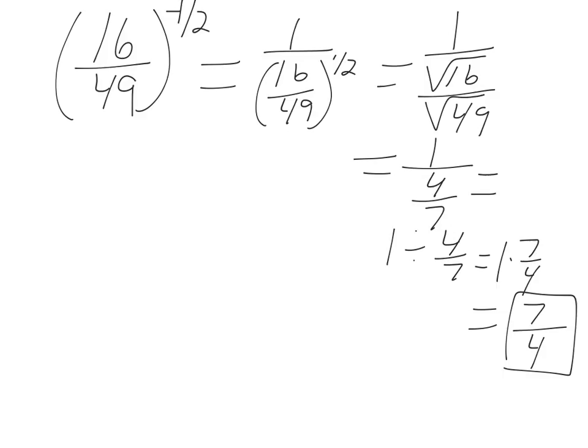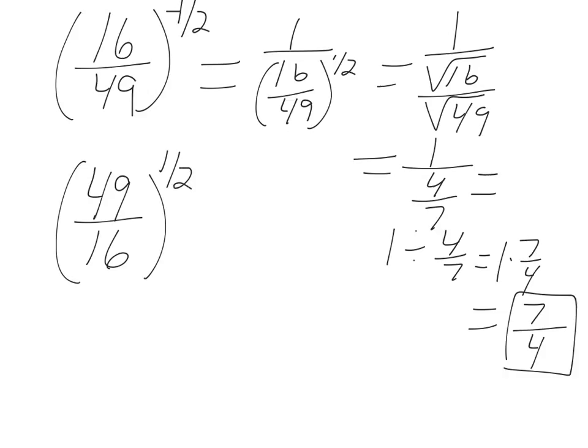But there's a little bit easier way, instead of doing all those steps, where there's a couple steps and then you're done. So the other way would be just take your fraction, flip it, take away the negative, so it just looks like that. So you had a negative 1/2 and you had 16 over 49. Just flip that fraction inside, take away the negative on the half. Then you write it as the square root, because remember, if you remember from the very first slide, a number to the half power means the square root of that number.